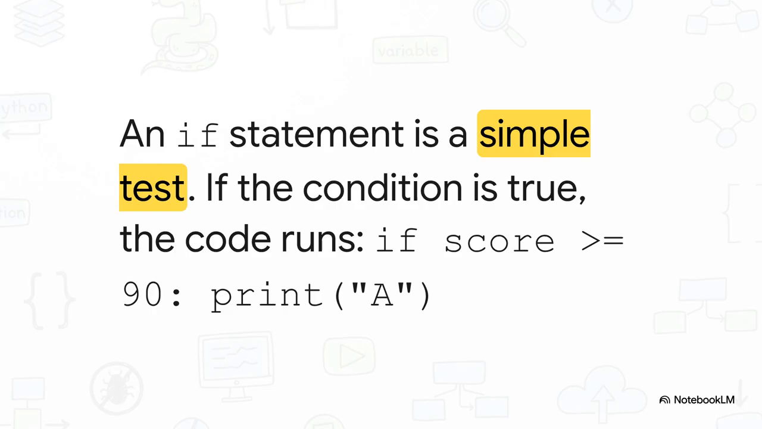And the most fundamental way a program makes a decision is with an if statement. You can literally read this like plain English. If the score is 90 or higher, then print the letter A. It's just a simple test. If the test passes, the code inside runs. If it fails, well, the program just skips it and moves on to the next thing.